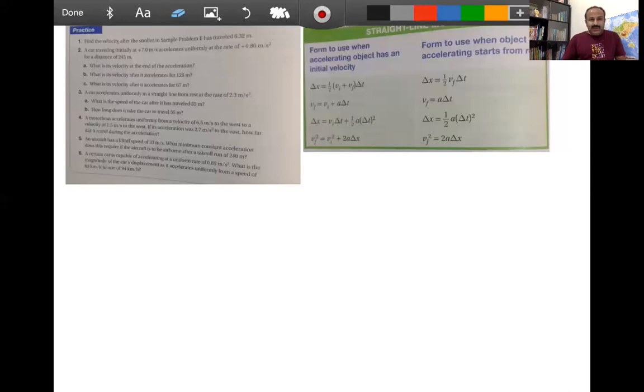So let me read question number 2. A car traveling initially at 7 meters per second accelerates uniformly at the rate of 0.80 meter per second squared for a distance of 245 meters. They're asking what is the velocity at the end of the acceleration. So you're looking for final velocity. Now we may look at the values given. A car traveling initially at 7 meters per second, so the initial velocity of the car is given.